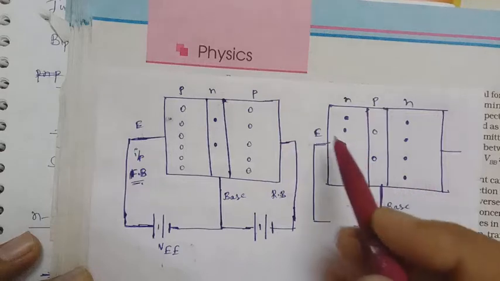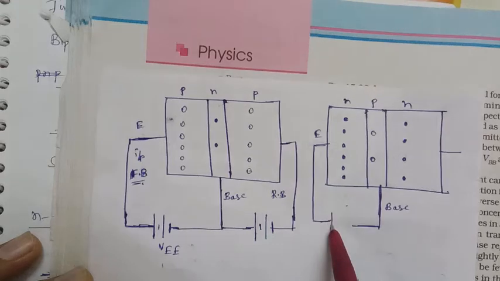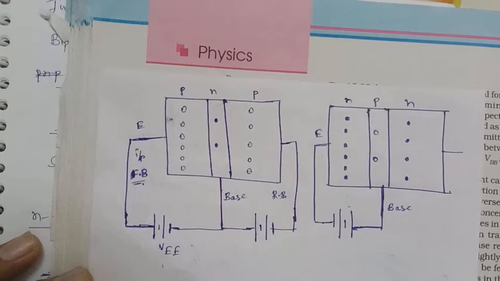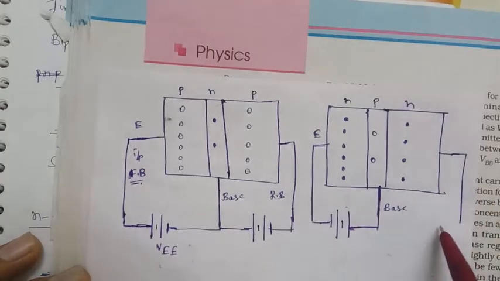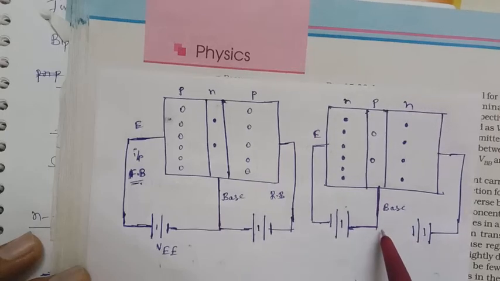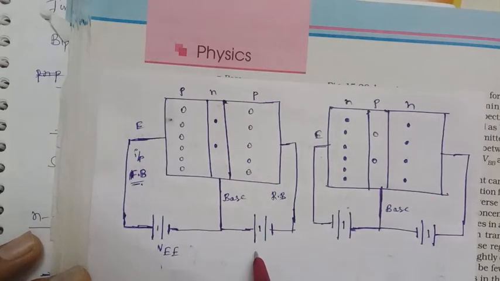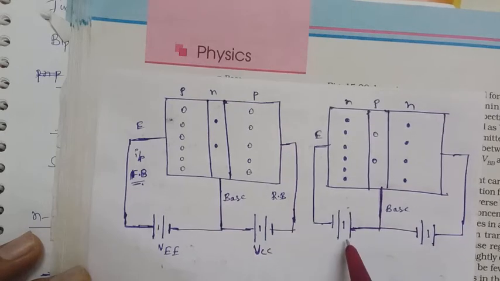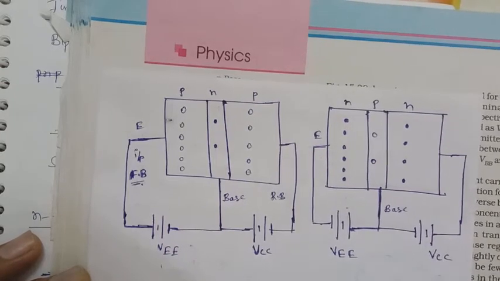Here in the NPN transistor, the emitter is N. You have to connect it to forward bias, which means N is connected to negative and P is connected to positive. It is the input. It is in reverse bias when N is connected to positive and P is connected to negative. Here the output voltage is VCC. It is VEE. Here VCC.